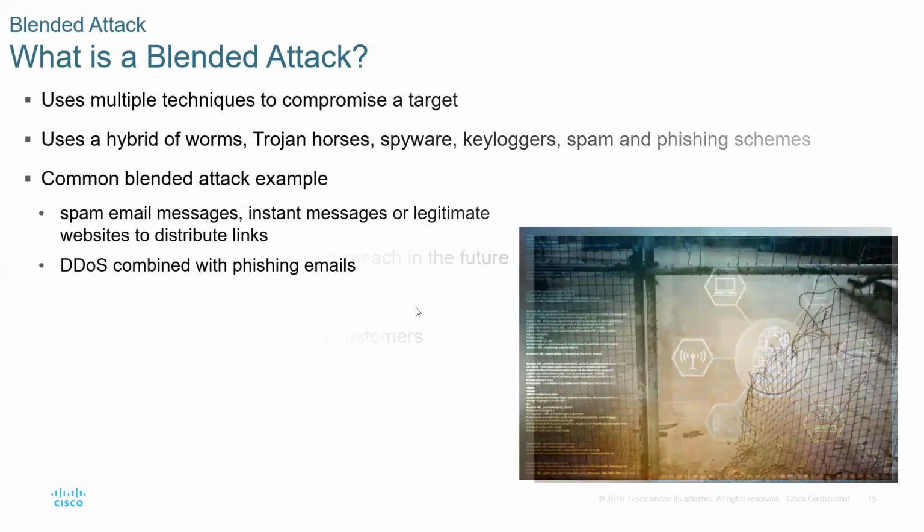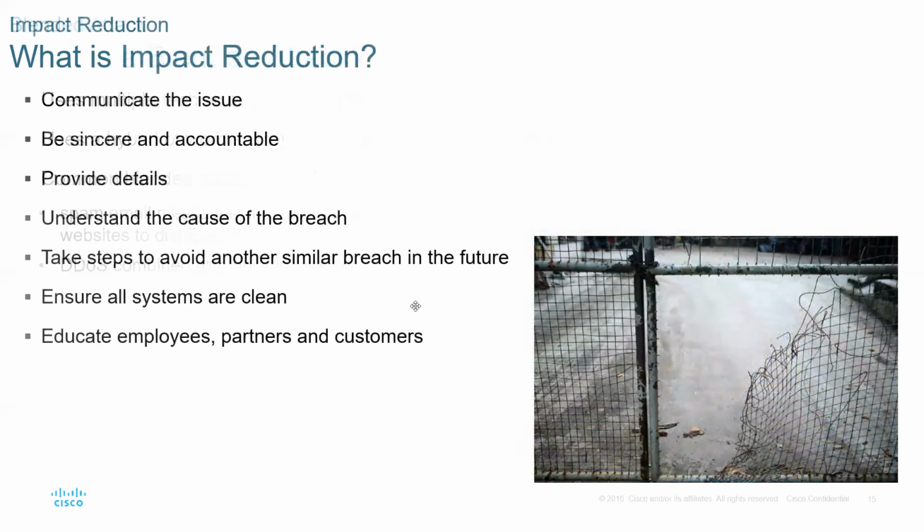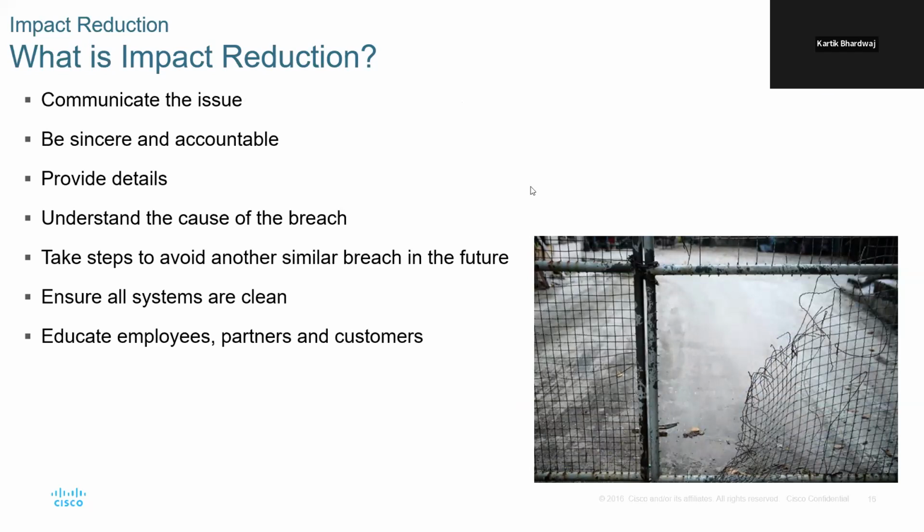Then we have the impact reduction. Now, how do we reduce this impact, reduce the threat of being attacked, so that I might not be attacked in the future? And if I am attacked somehow today, what can I do now? First and foremost, people, you have to communicate the issue. Many times what I have seen in my experience is that people don't communicate whenever an attack happens, and they are not sincere or accountable for it.